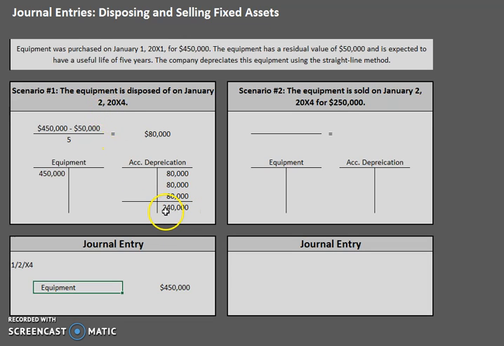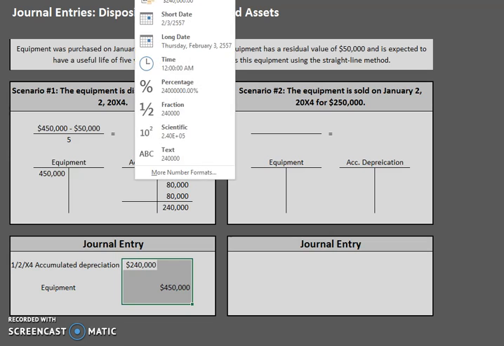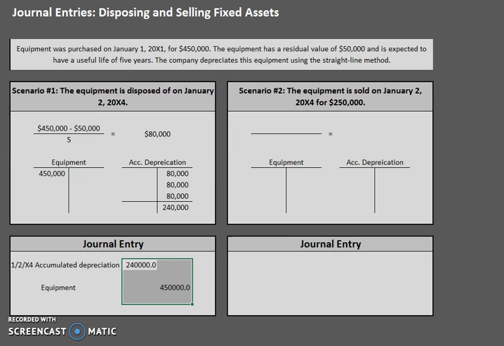So how do we get rid of that? Well, we debit it for $240,000. So let's debit accumulated depreciation for that $240,000. Okay, now as you know, we can't just walk away from this yet. There's something missing. We're not balancing. So we need to take into account what is going on here.